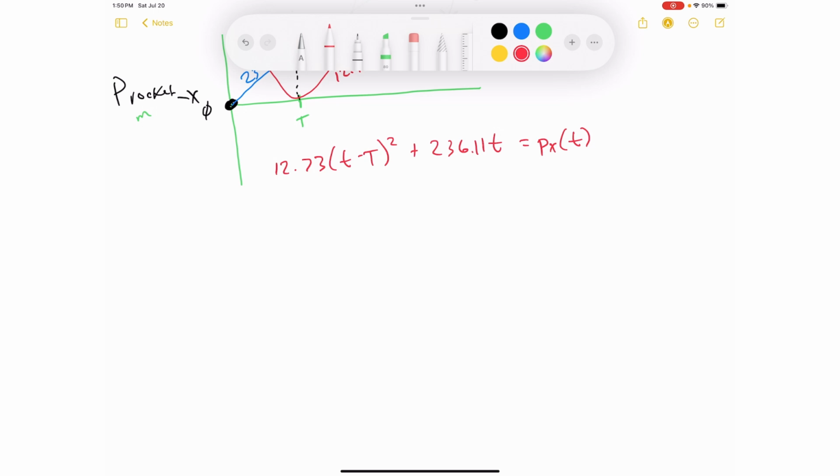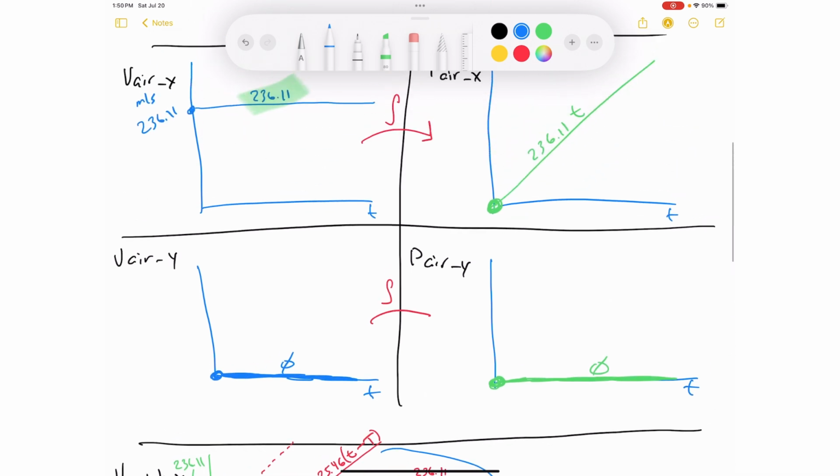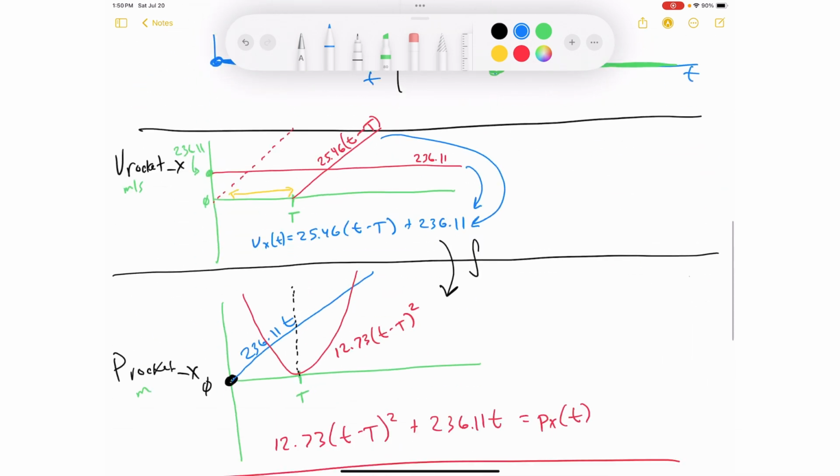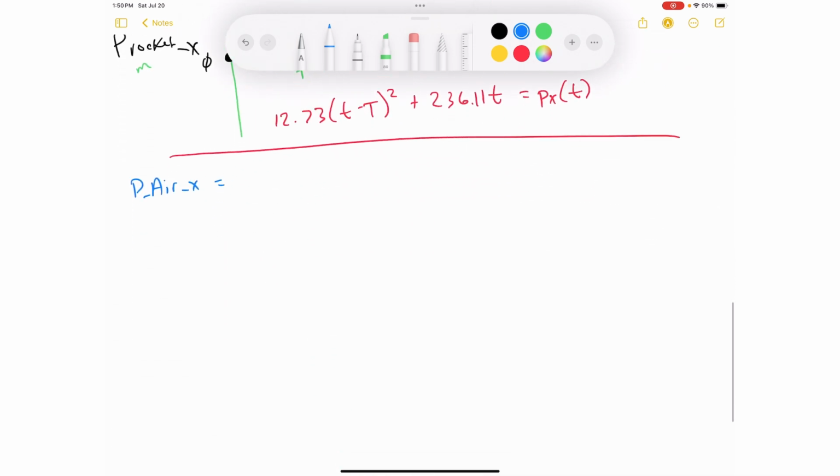So the airplane one, let's change colors here. The airplane in x, his position, let's say p, was, let's just look again, 236.11 t. 236.11 t. And what is the position of the rocket? We'll say ROC for rocket in x.